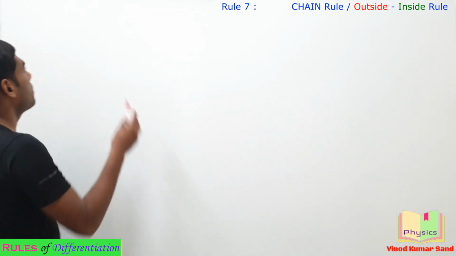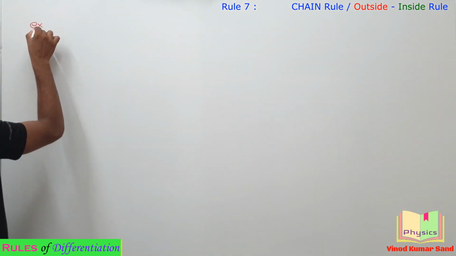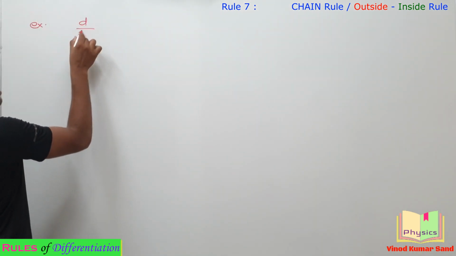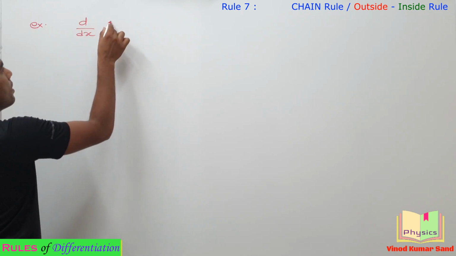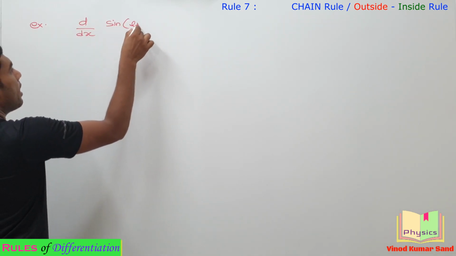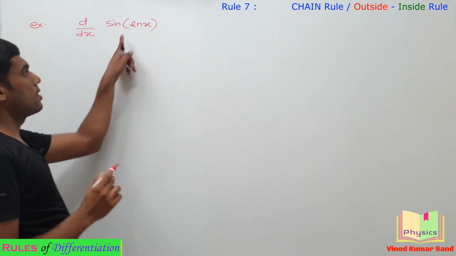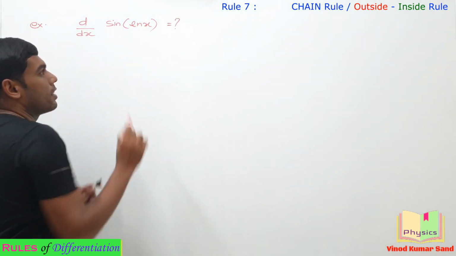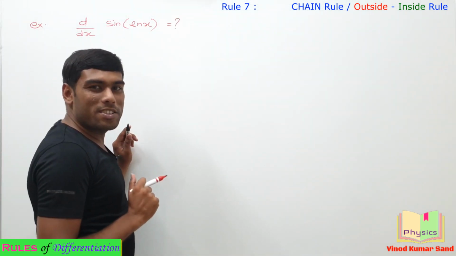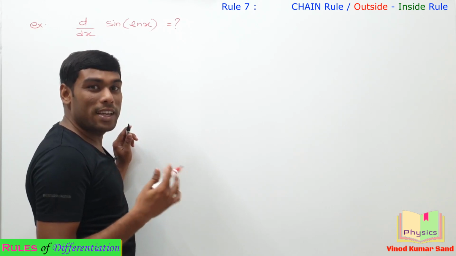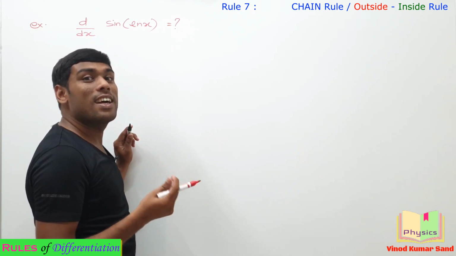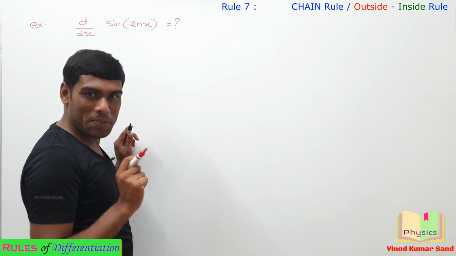I am taking up the next example. Suppose you have to solve d by dx of sine of ln x. This is log x. Okay. Do you remember any direct formula of such computation? No. It means it will be solved using the outside inside rule.